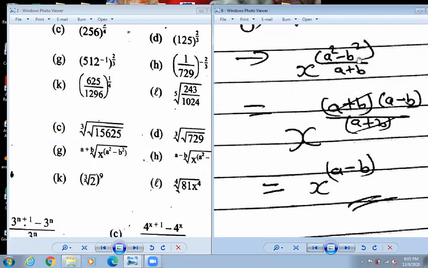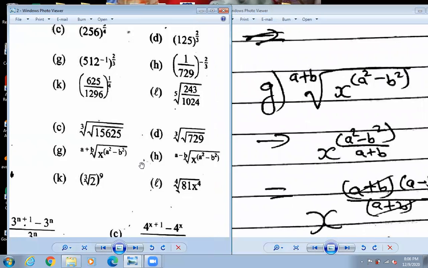So what is the formula of A square minus B square? Somebody has told A plus B, A minus B. Okay, so A square minus B square equals A plus B, A minus B. So A plus B, A plus B will be cancelled. What is the remaining number? A minus B is the remaining number. So X power A minus B is our remaining number, and this is going to be a beautiful answer.